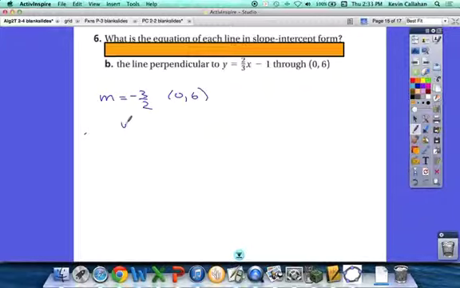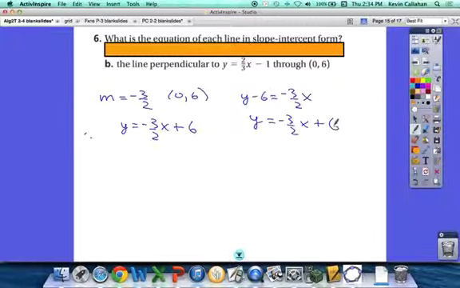Right? So we can go y equals negative 3/2 x plus 6. If you went to the point slope, it would be y minus 6 equals negative 3/2 x minus 0, add 6, y equals negative 3/2 x plus 6. Right? You'd get to the same place, but if you recognize that they just gave you the y-intercept, then it's actually a little easier than that.